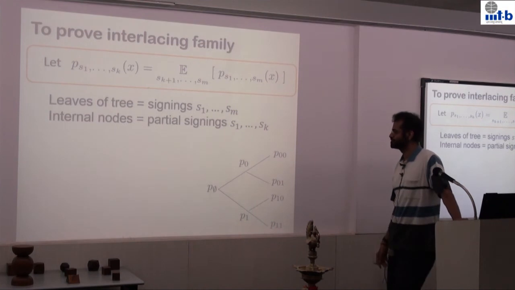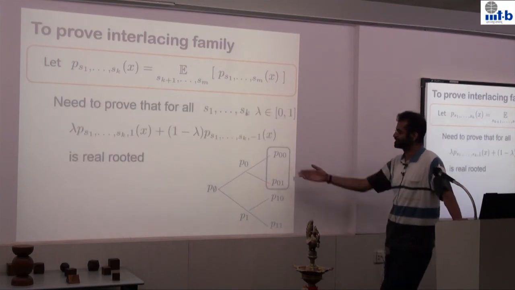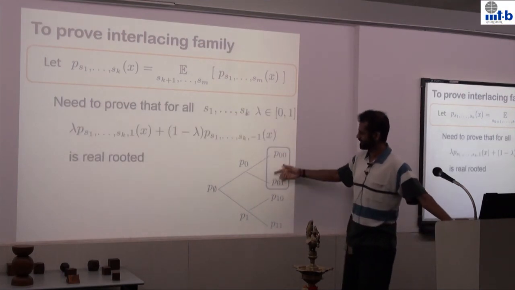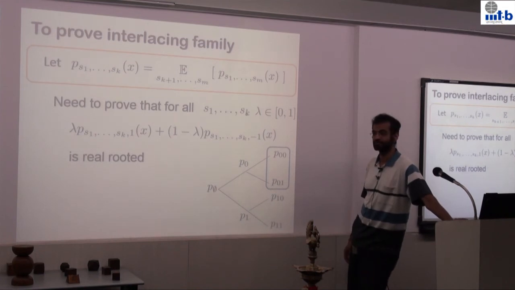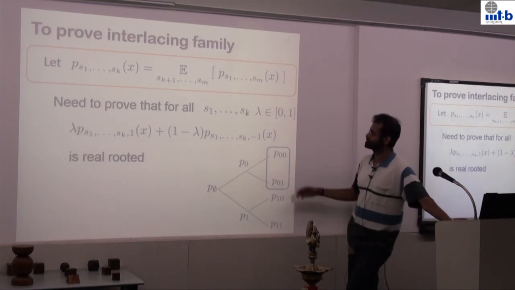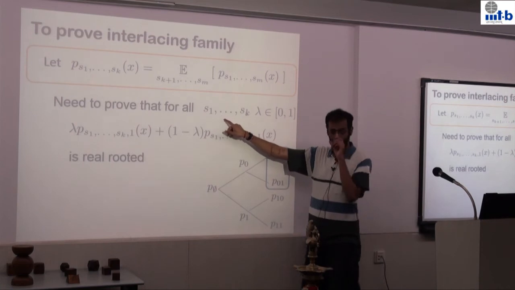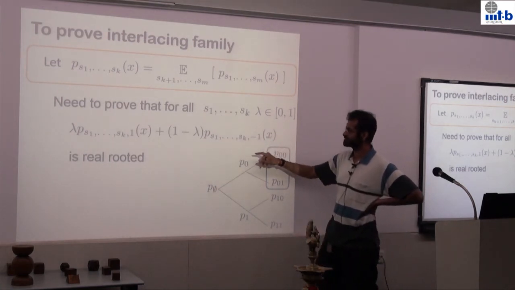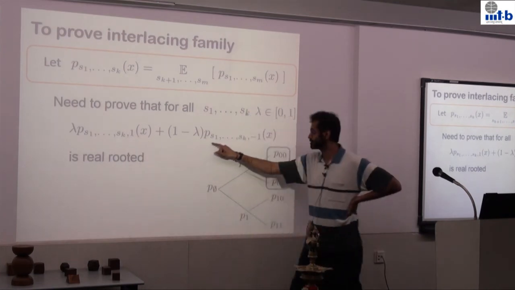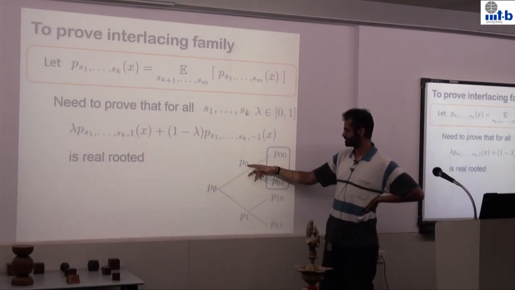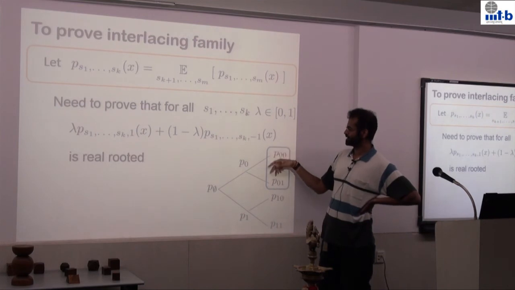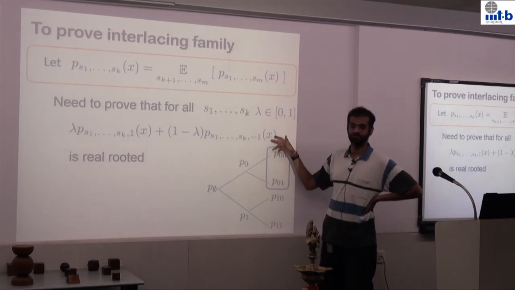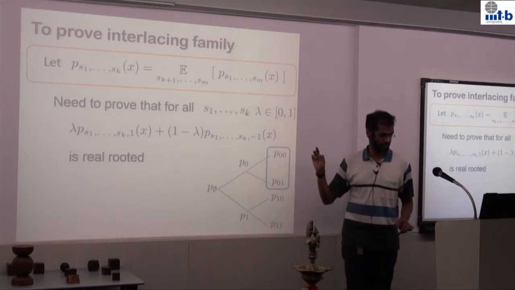So I need to prove that, for every internal node, the two offspring have a common interlacing, right? So let's just pick some S1 through Sk, and I need to show that its two extensions, S1 through Sk with 1 and S1 through Sk with minus 1, so it has two children, have a common interlacing, which by the lemma I mentioned is equivalent to showing that all convex combinations are real rooted, right?